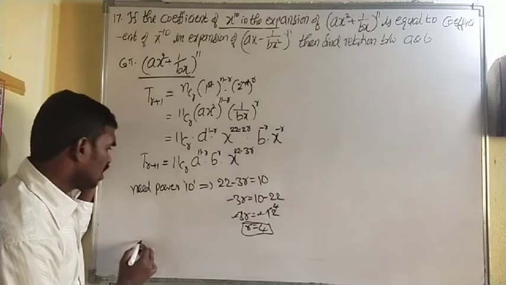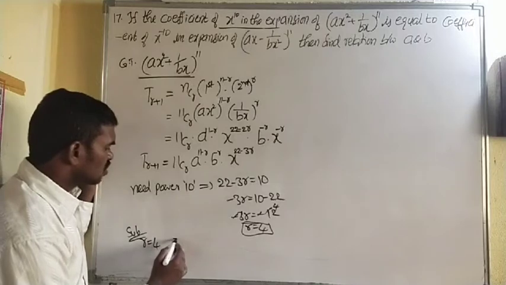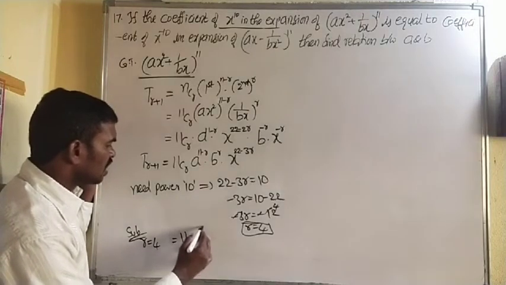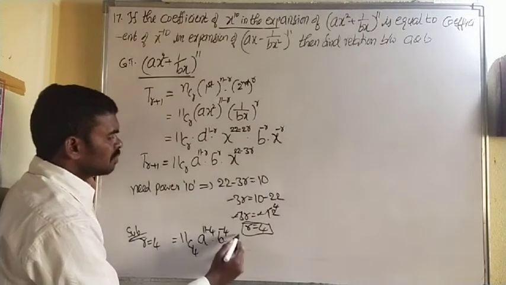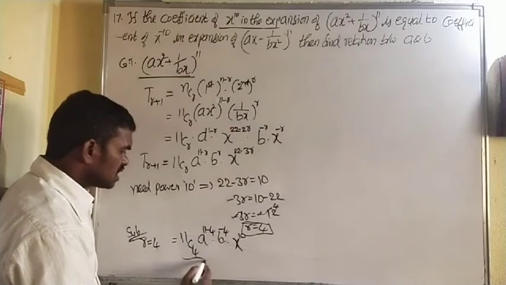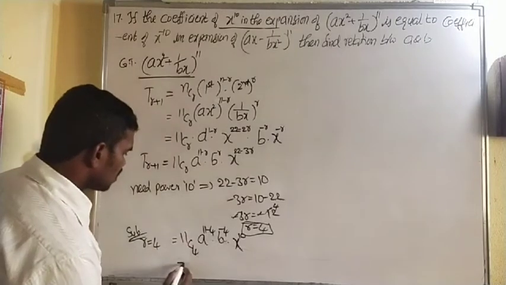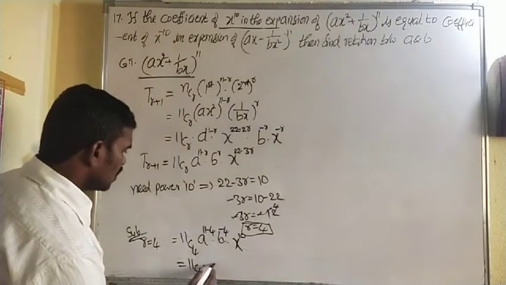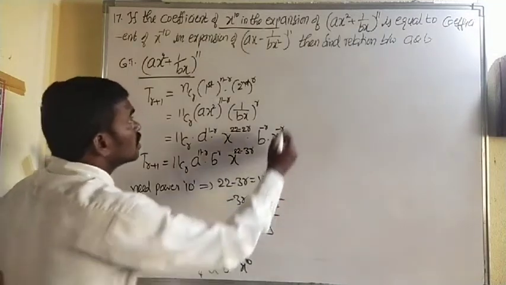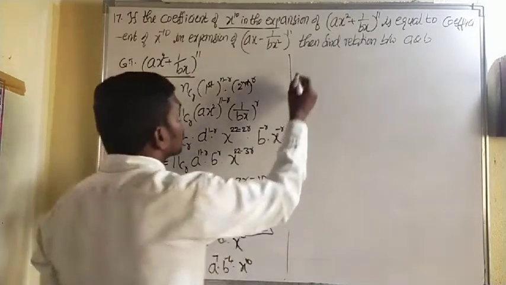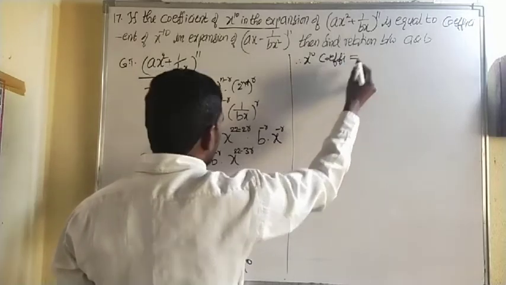So if you substitute r equal to 4, we can get the coefficient of x^10. Substitute r equal to 4. Then it is 11C4 a^(11-4) b^(-4) x^(22-3r), which means x^10 only. So this is the x^10 coefficient, which is 11C4 into a^7 into b^-4 into x^10. Got it? So therefore the coefficient of x^10 is equal to what?